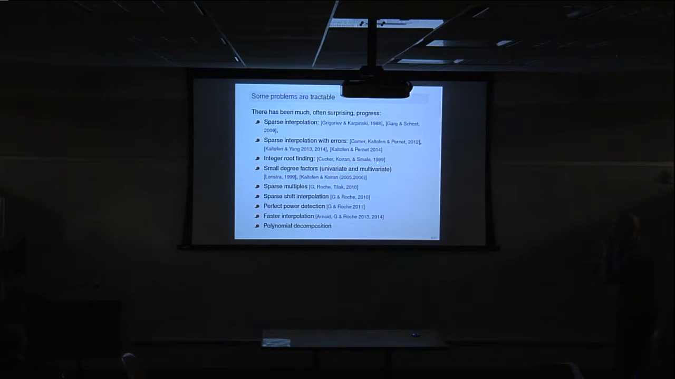It was Cucker, Koiran, and Smale in 1999 who identified integer roots, and then Hendrik Lenstra said, well, for univariate polynomials, we can pull off small degree factors in time polynomial in the size of the sparse polynomial and the degree of that small factor. That's an incredible result. It's also beautiful. I taught this in my 800 level grad algebra course. It's not that difficult. It's just brilliant. And this was taken to multivariate polynomials by Pascal Koiran and Erich Kaltofen.